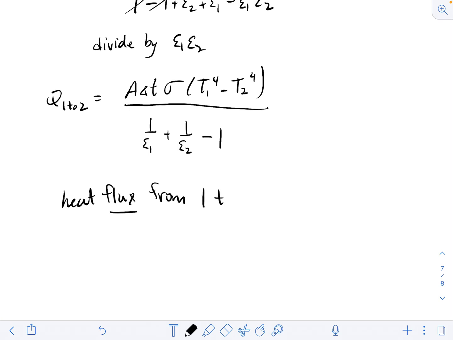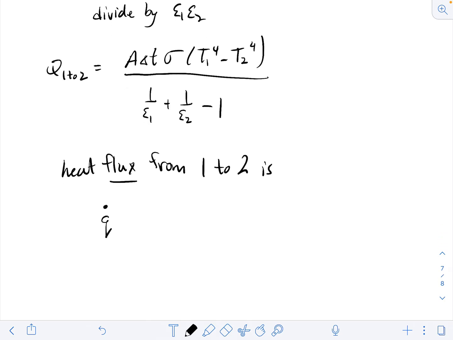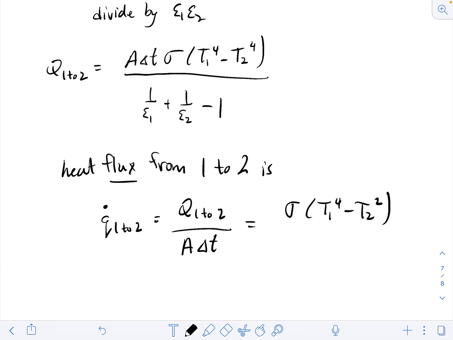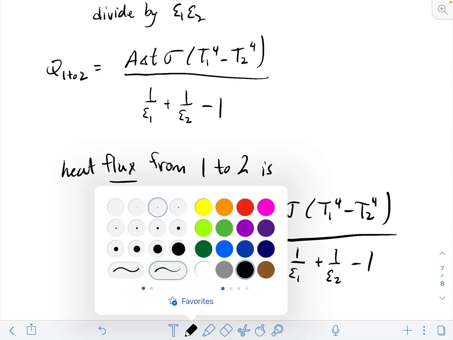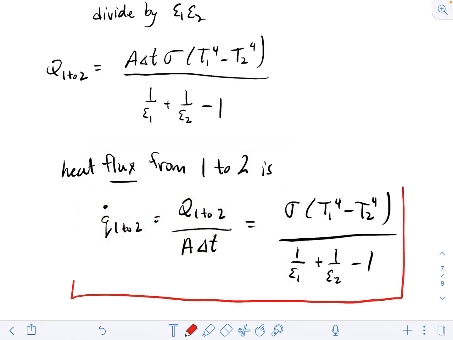Or the heat flux from 1 to 2 is, for heat flux, we'll use little q dot from 1 to 2. So it's the heat transferred from 1 to 2, which we just calculated above. And a flux is an energy per unit area per unit time. And so this is going to be sigma T1 to the fourth minus T2 to the fourth, divided by 1 over epsilon 1 plus 1 over epsilon 2 minus 1.